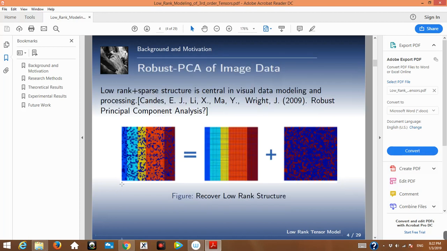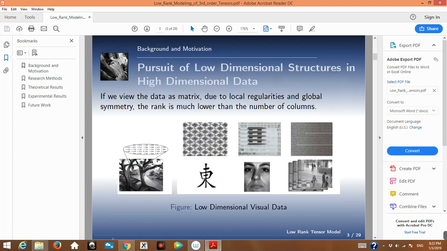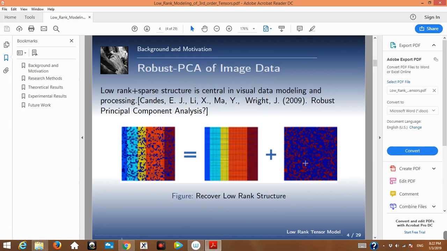For example, in this image, there are lots of spots. Those spots are noise, and this noise is sparse. Sparse means that if we use a matrix to represent this image, this matrix has lots of zeros. And the background, you can see the columns are highly correlated. That means this background image is a low rank matrix.